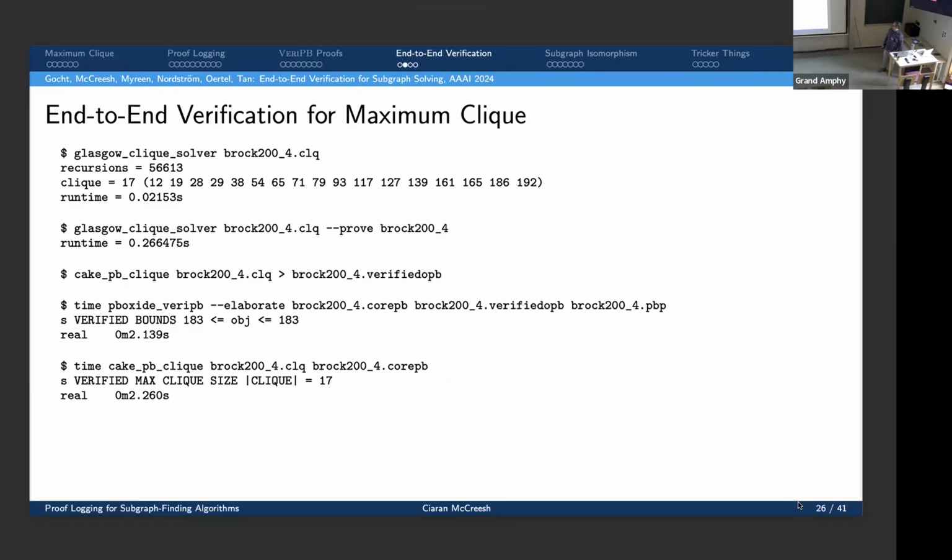This actually runs in practice. We can run a clique solver on a particular clique instance. It says, hey, there's a maximum of 17 vertices. We can ask the solver to produce a proof. Now, already here, we're seeing a very big slowdown in the proof production time.